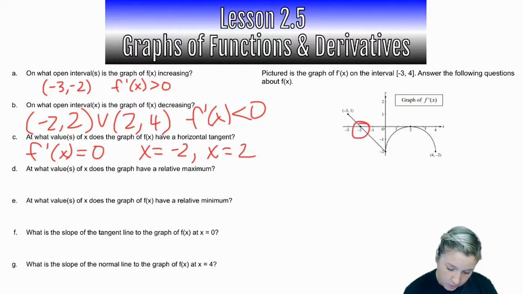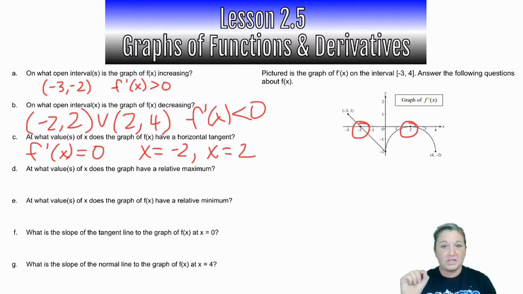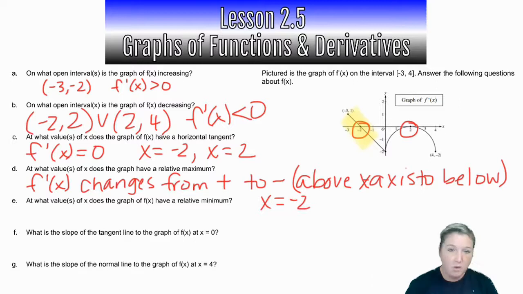Well, we'll learn about this a little bit later, but these are called our critical points. So when we're looking at the derivative here, at our critical points at -2 and 2, where we have a horizontal tangent line, we want to see, is it changing? Is it crossing the x-axis? And it is. Here it goes from increasing above the x-axis to decreasing below the x-axis. So that's going to be a relative maximum. So I know I have a relative maximum there.